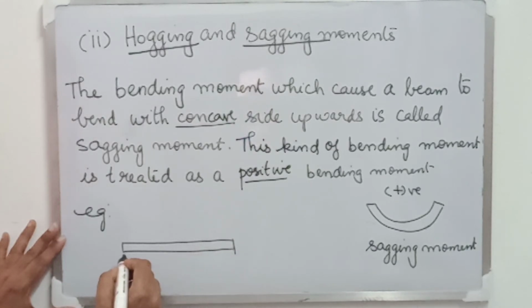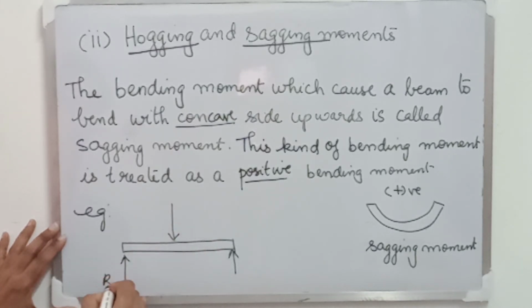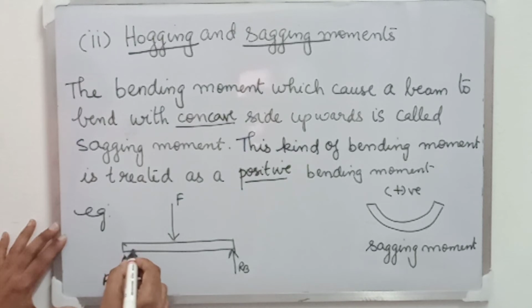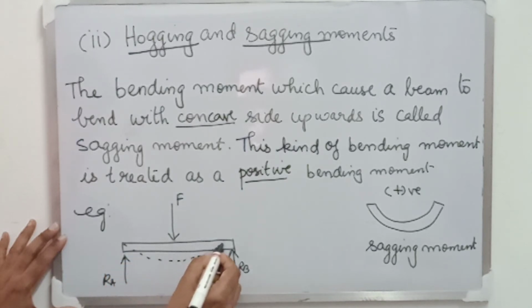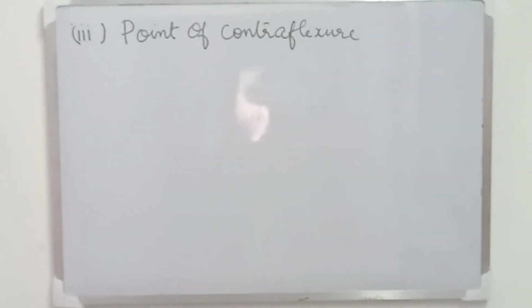So this is a simply supported beam, let's say with a point load at the middle. When the load acts at the midpoint, there will be reactions set up at the supports. They are RA and RB. Due to this load F, the beam tends to bend in a shape like this, a concave shape upwards. So this is an example of sagging moment.